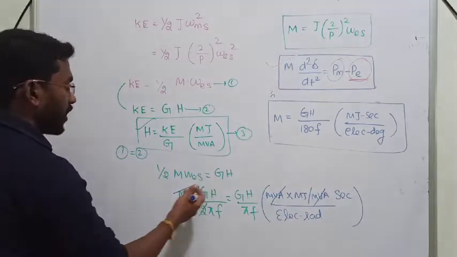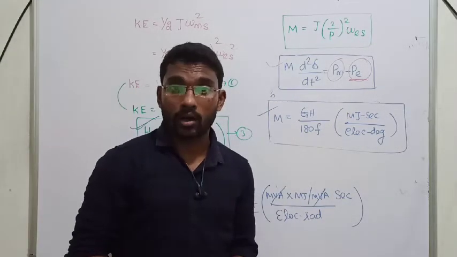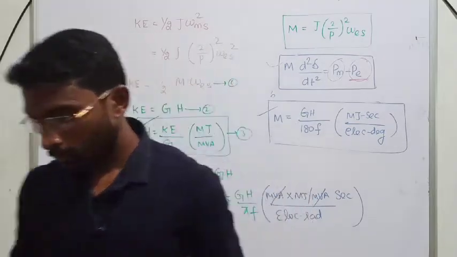So that is how we find the value of inertia constant H and inertia constant M of a single alternator when it is experiencing a large disturbance. Okay.